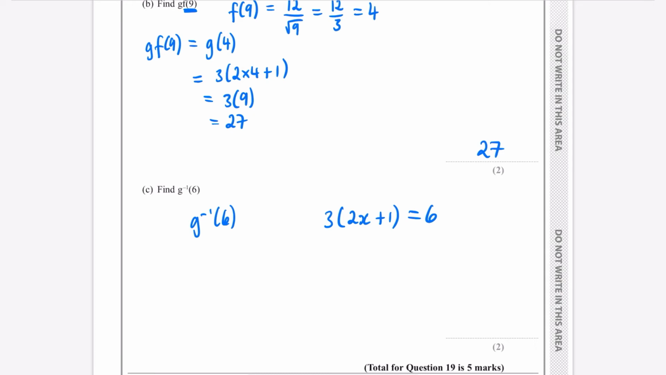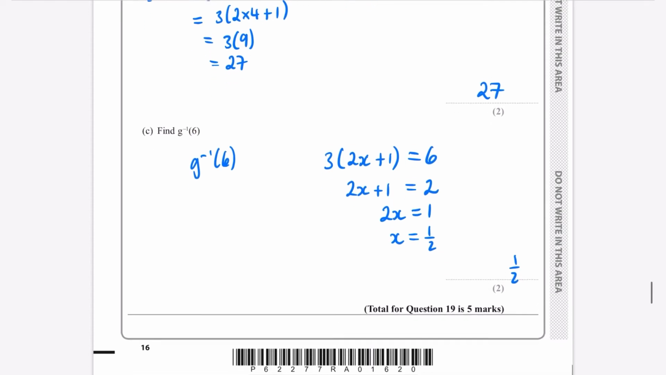I think the best way to solve this is to divide both sides by 3 to get rid of that 3. So that's that 2x plus 1 is equal to 2. I'm then going to subtract the 1, and then I'm going to divide by 2 so that x is equal to a half. So the solution for this is that x is equal to a half. So actually I shouldn't say what I did before. I shouldn't say x equals. It is just that 6 inside the inverse function of g, the answer is just a half.